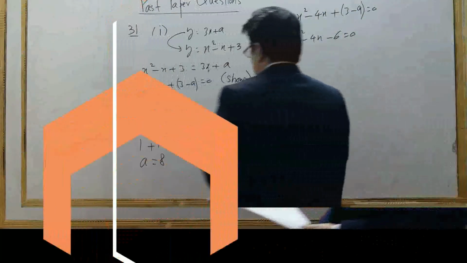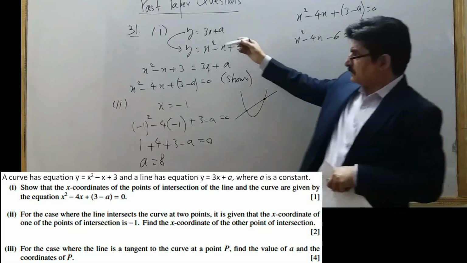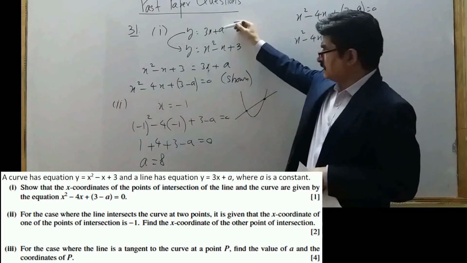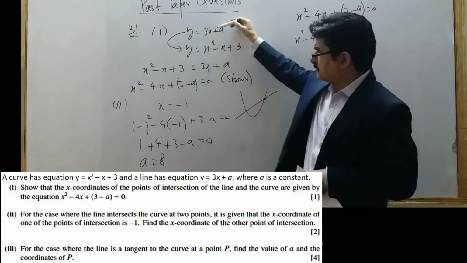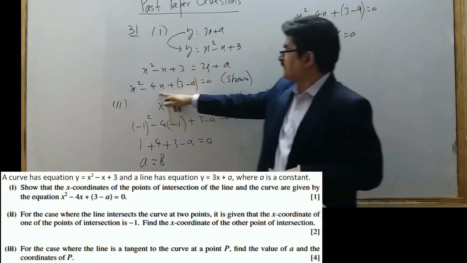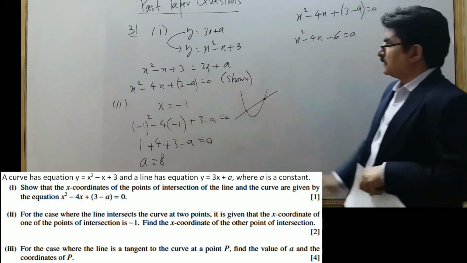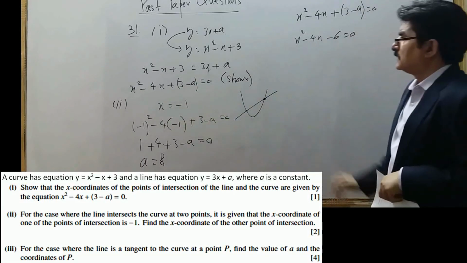Thank you. Okay, we have the next question, the last question. Again you are given a pair of equations, one linear, one quadratic. Substituting the value of y from the linear equation into the quadratic, you will see that you can easily find this part. It is shown. This was the answer to the first part.